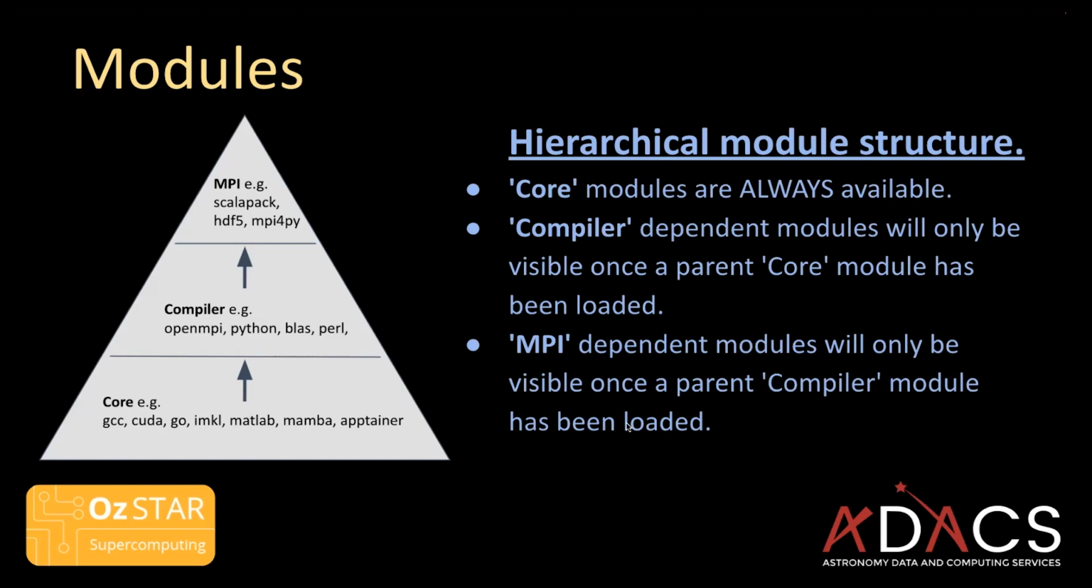So core modules are always available for you to load because they only depend on system libraries and other system packages that are in the operating system itself. Then we have compiler-dependent modules, which become available to you once you load a particular compiler from the core modules. And then on top of that, there's MPI-dependent modules, which only become available once you load a particular MPI. So things like HDF5 are built with a particular GCC and a particular OpenMPI. So it's important to keep this in mind when you are searching for modules on the system. And we'll go through a little example later on.